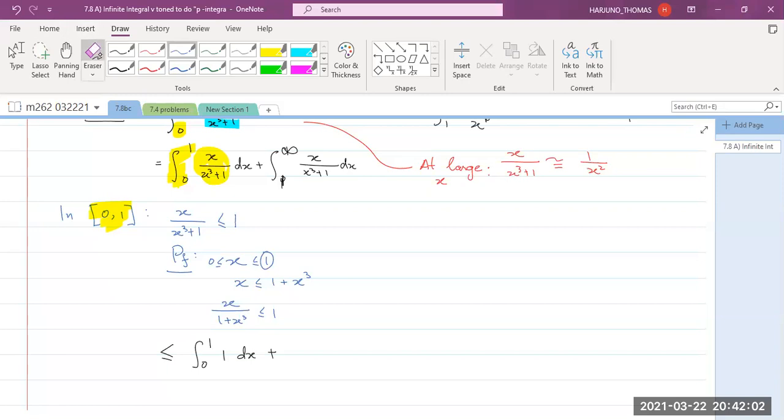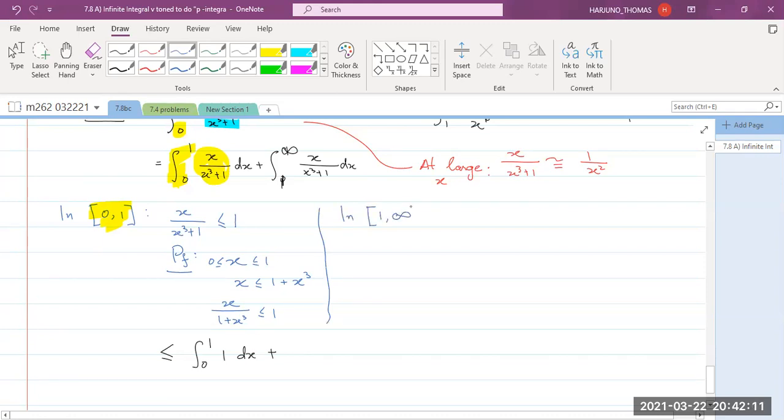Okay. Now, another thing, how about the right-hand side? Notice that on the right-hand side, in the interval 1 to infinity, x cubed must be less than or equal to x cubed plus 1. Is it right? Therefore, 1 over x cubed must be greater than or equal to 1 over x cubed plus 1.